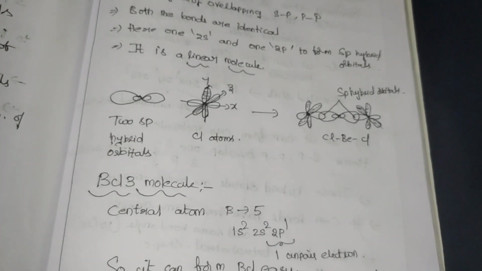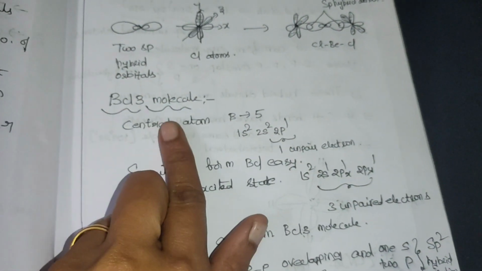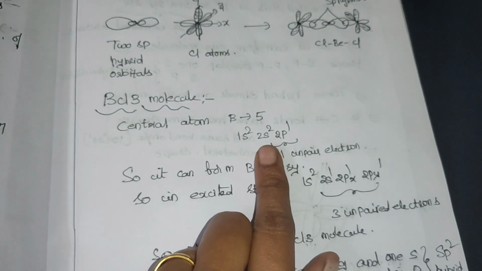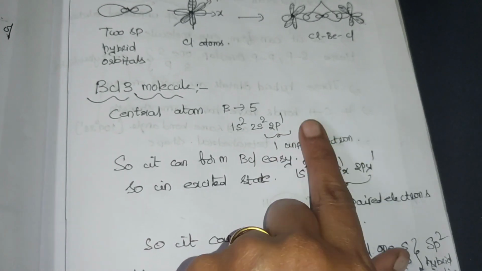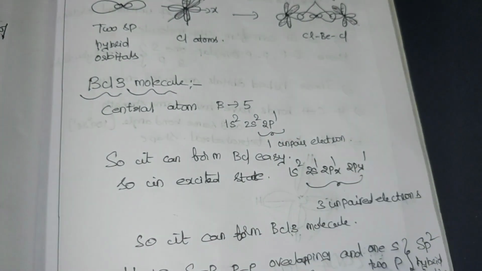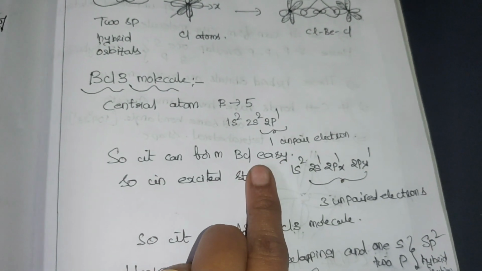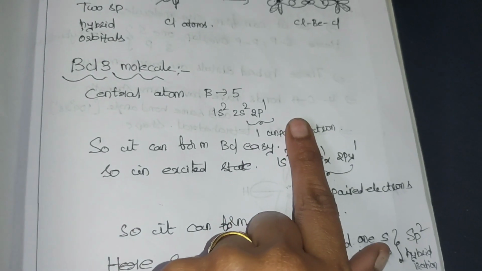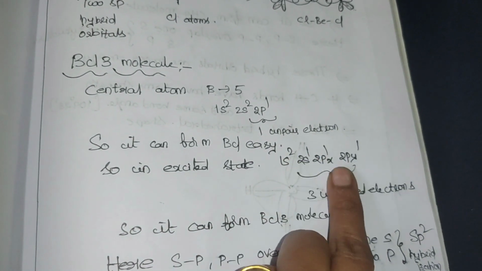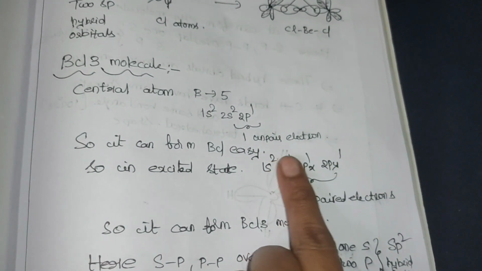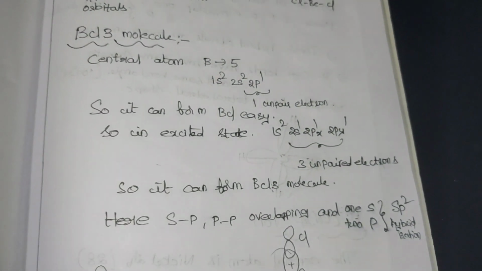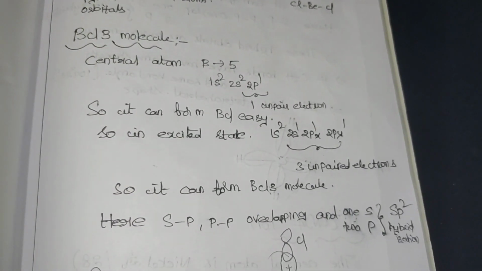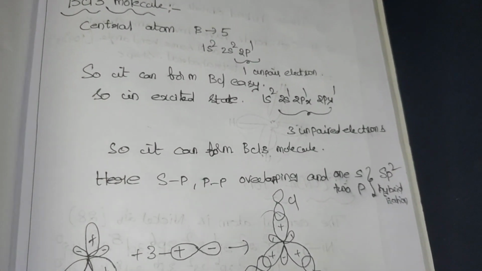Then the BCl3 molecule. Its central atom is boron, its atomic number is 5, and its electronic configuration is 1s2, 2s2, 2p1. One unpaired electron is there. So it could form one bond in its ground state, but in the excited state the 2s will give one electron to the 2p. So 1s2, 2s1, 2px1, 2py1. So 3 unpaired electrons are there, it can easily form BCl3 molecules, and it will share 3 electrons.